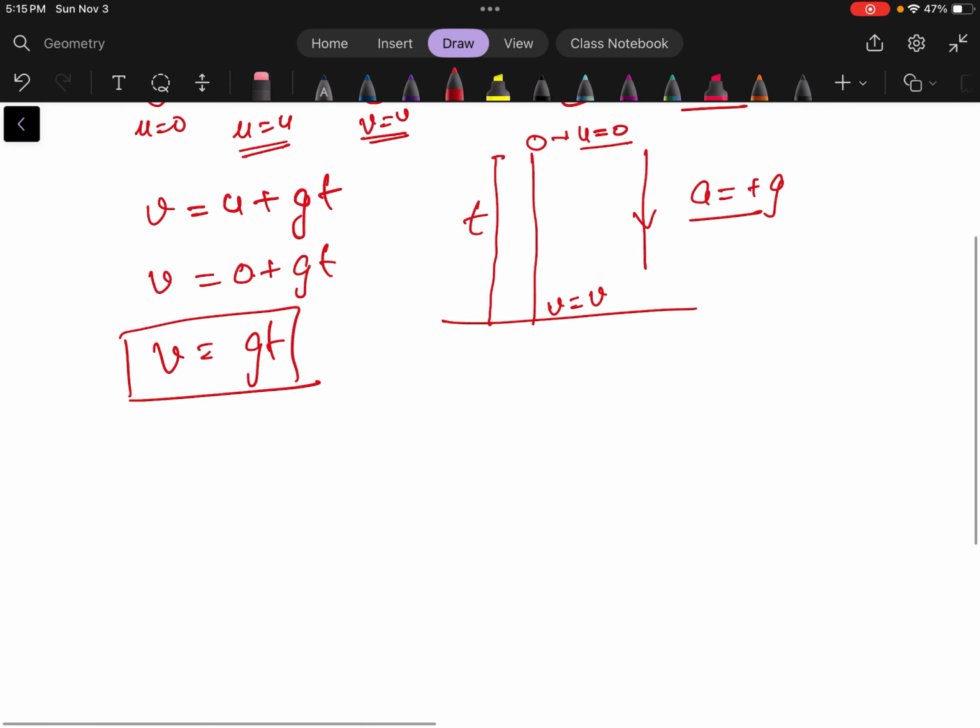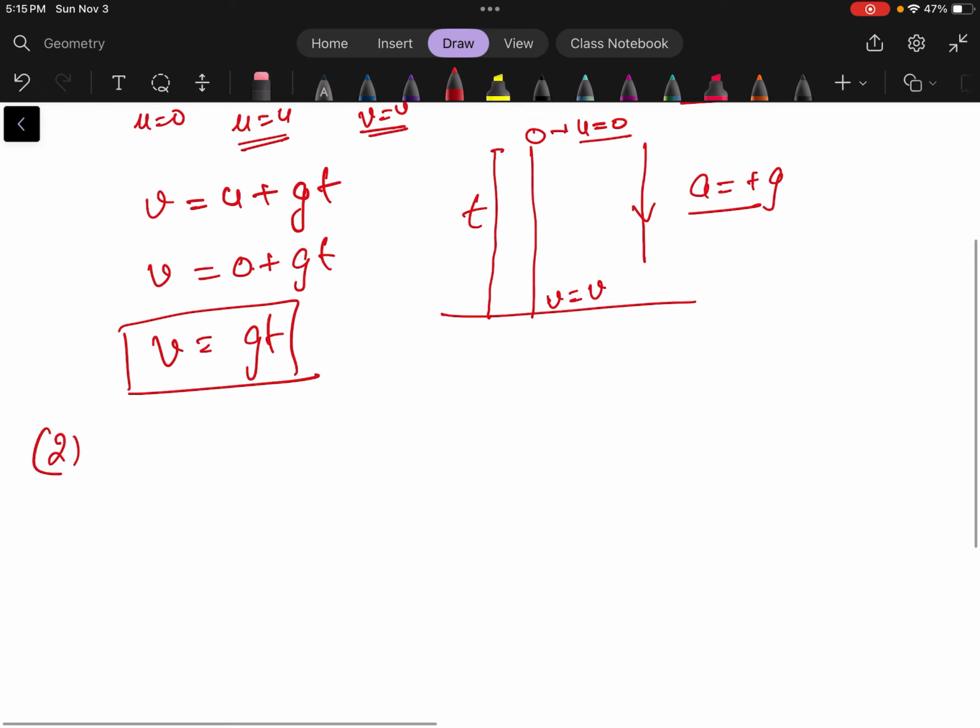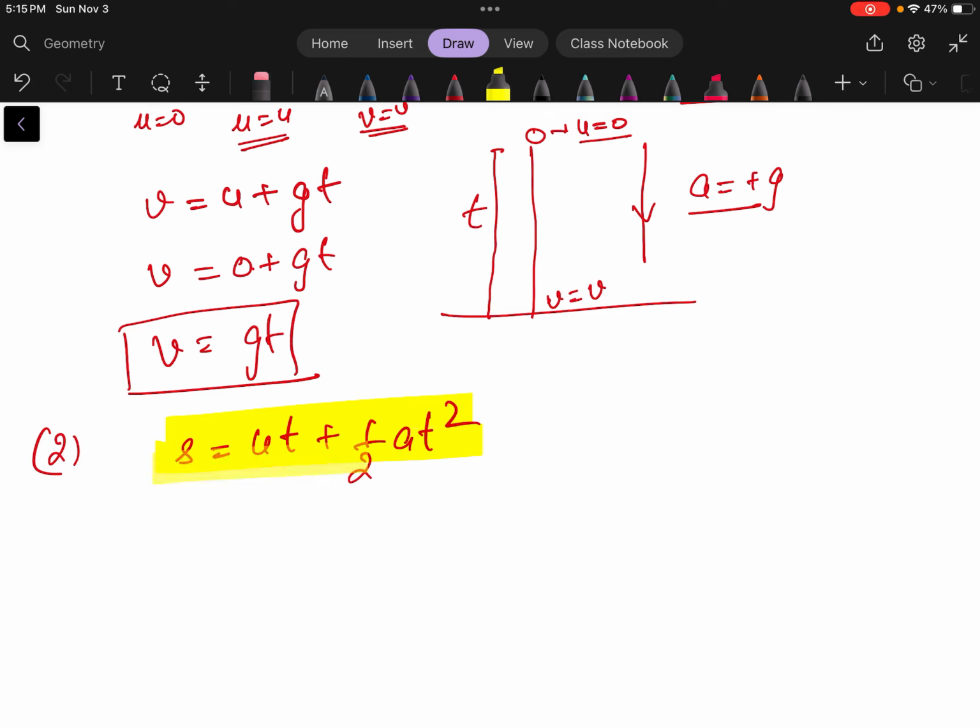Okay, now we will move to the second equation. That tells the relationship between the distance and the acceleration. The formula is S is equal to ut plus 1 upon 2 at squared. In the previous videos, we already discussed the derivation, how we derive the formula. So this is the second equation. The third equation of motion is v square minus u square is equal to 2as.